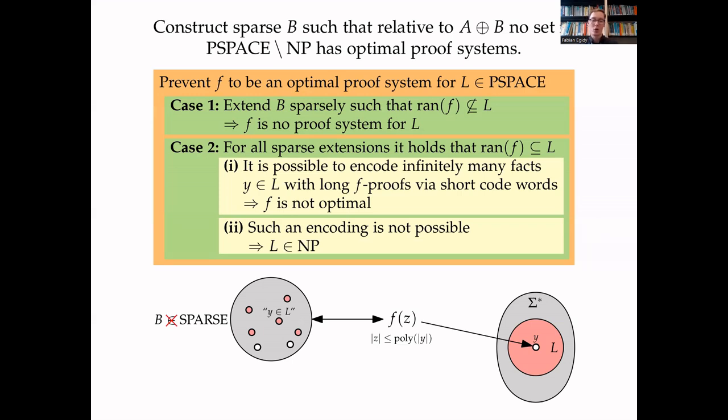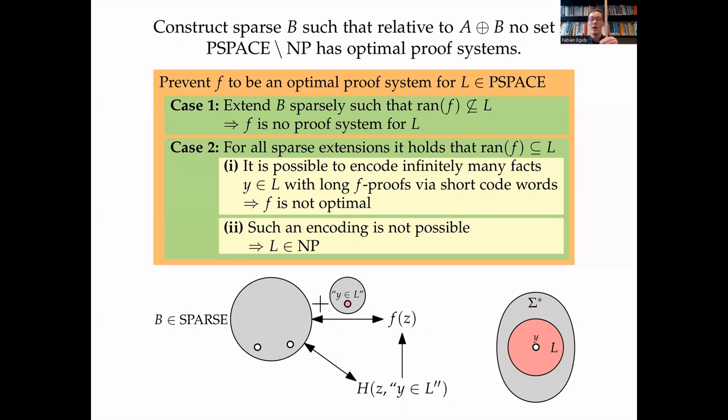Surprisingly, we can show that L is inside NP without encoding anything. And for this, we define a proof system H, which has two inputs. The first input is interpreted as a word, and the second input is interpreted as an encoding for the oracle. And on these inputs, H simulates F on the first input, while assuming that the second input is an encoding inside the oracle.